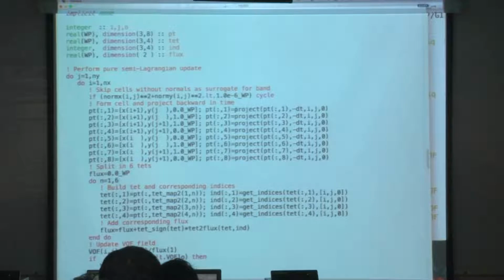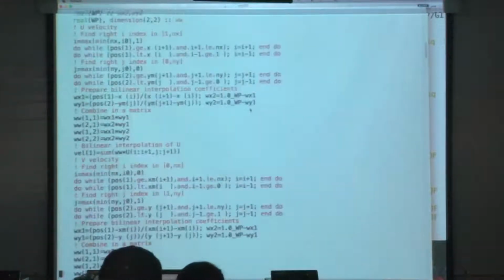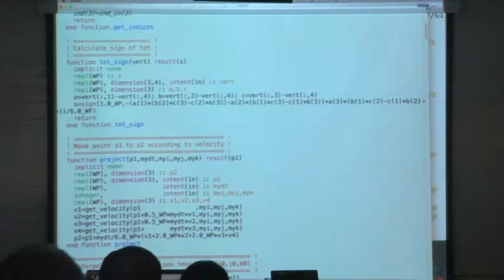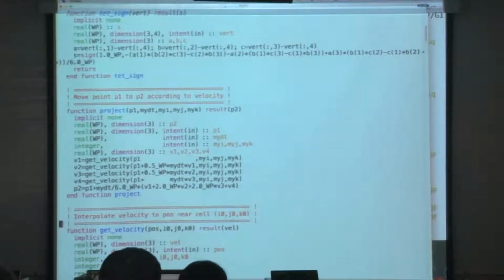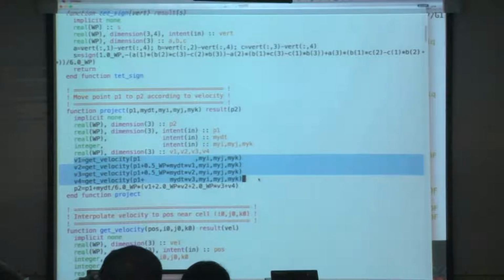And then I will project those vertices backwards in time. Let's go back and see what that project routine looks like. That project routine does a 4th order Runge-Kutta. We talked about that already. I will advect my points using my local point velocity. So at the vertex, I first obtain my velocity, and then I use this to advect my point. And then I go again and again and one last time in order to get the 4th order estimate.